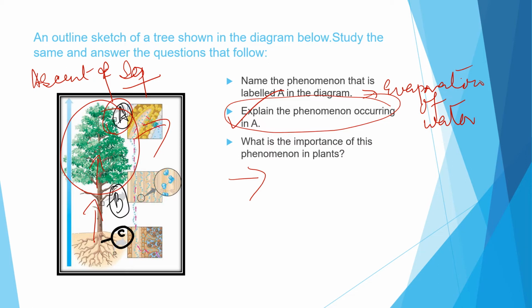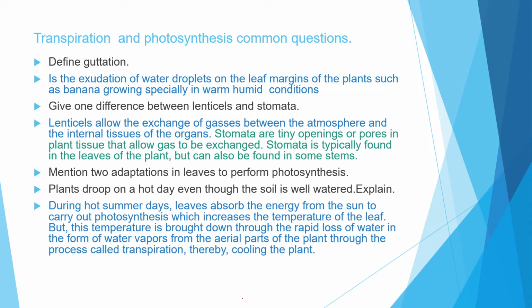What is there? Now here I'll be discussing a few questions on transpiration as well as photosynthesis. So these are very common basic questions. So let us start with the first one. Define guttation. So what is it? You all must know what this guttation is. It is the exudation of water droplets.